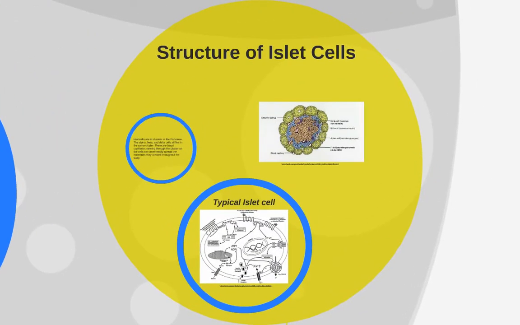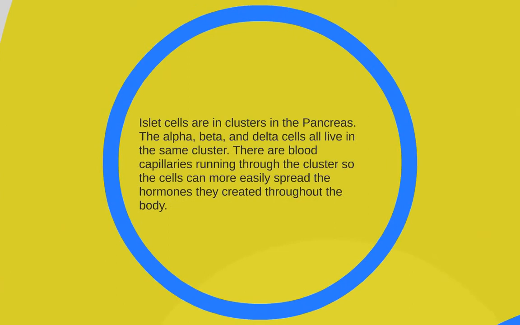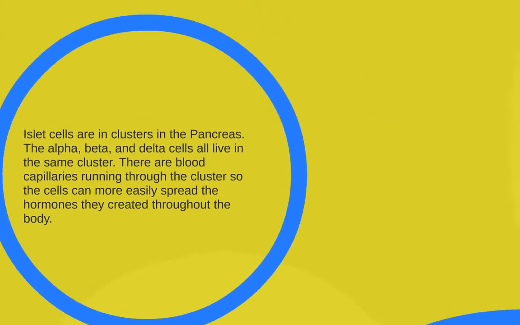The structure of an islet cell. So islet cells are in clusters in the pancreas. The alpha, beta, and delta cells all live in the same cluster. There are blood capillaries running through the cluster so the cells could spread the hormones they created more easily throughout the body.